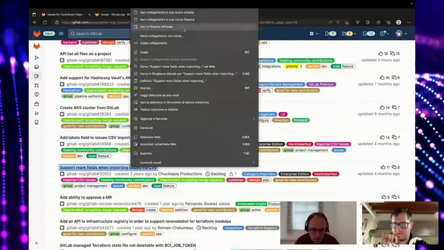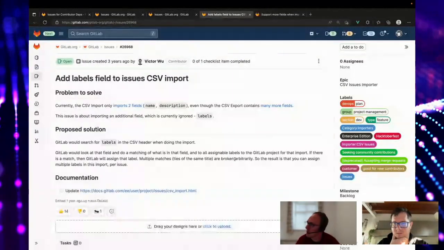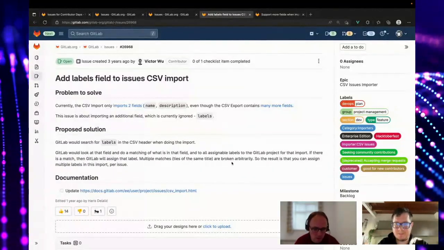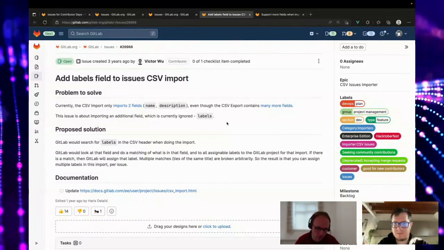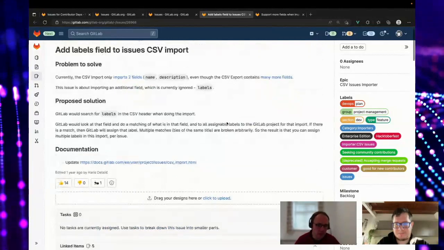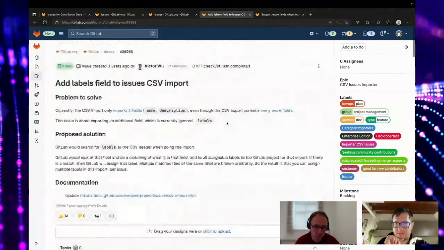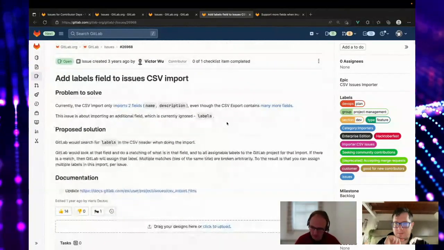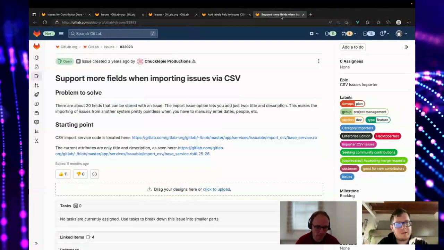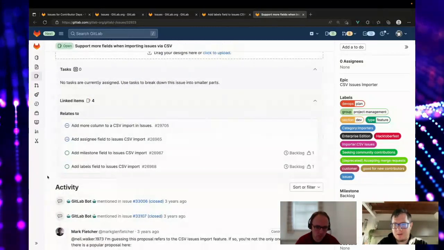So currently, if you do a CSV export of your issues, you get a CSV with a number of columns. But the import only currently imports name and description. So this would be adding an additional field into the import, and the other issue would be adding several more columns.